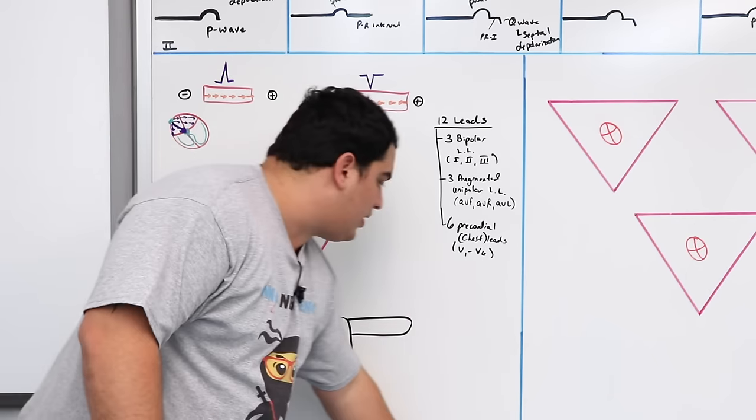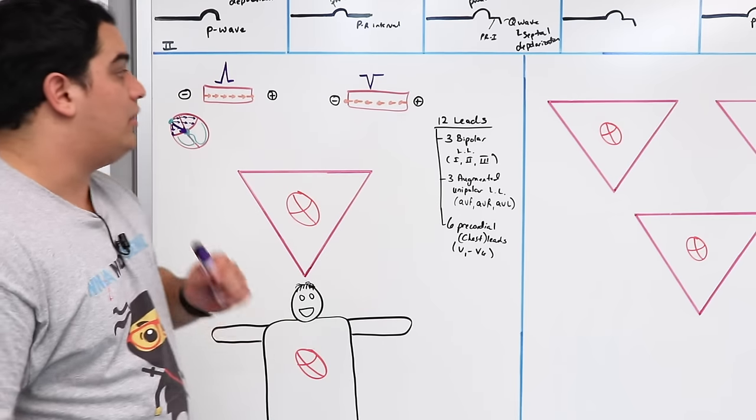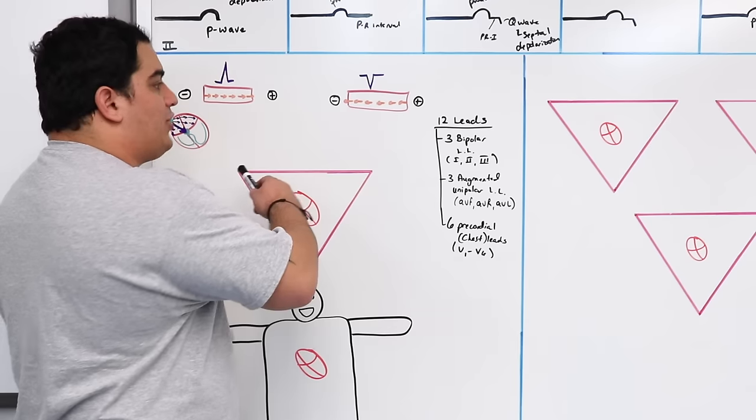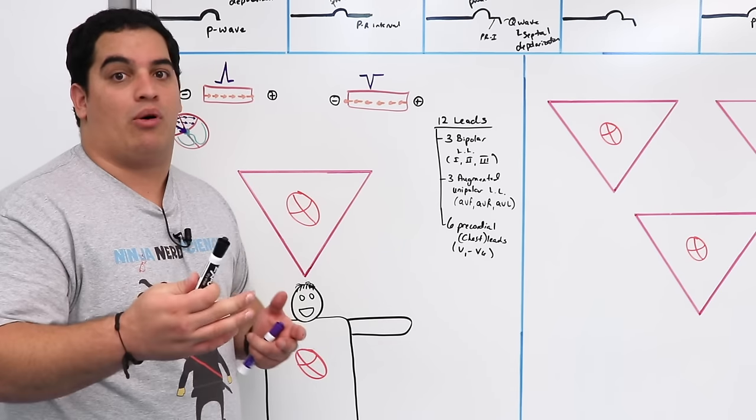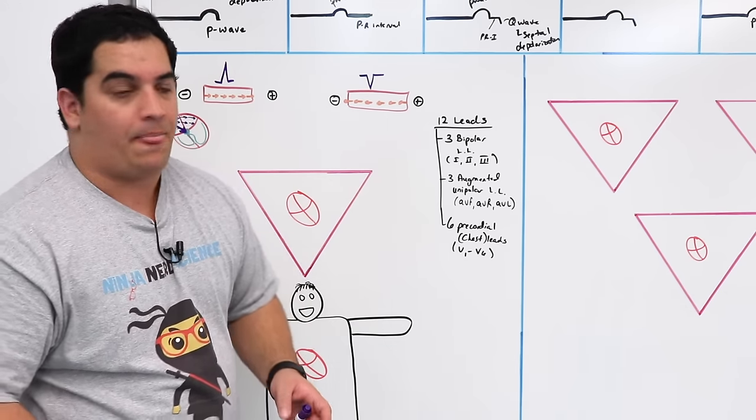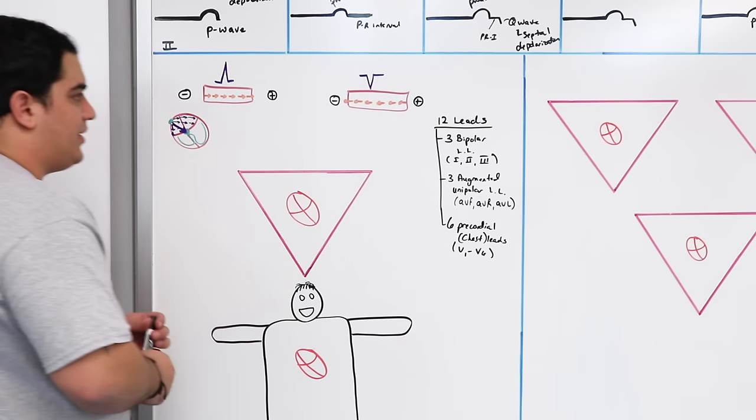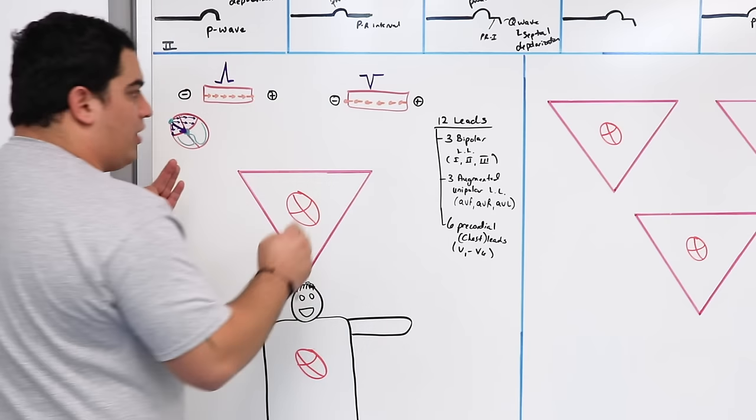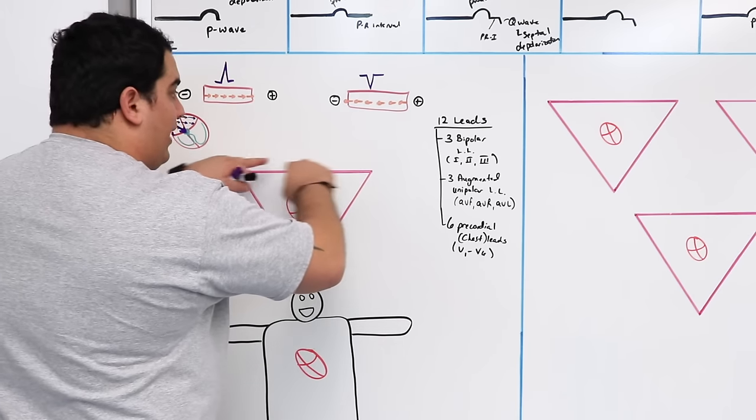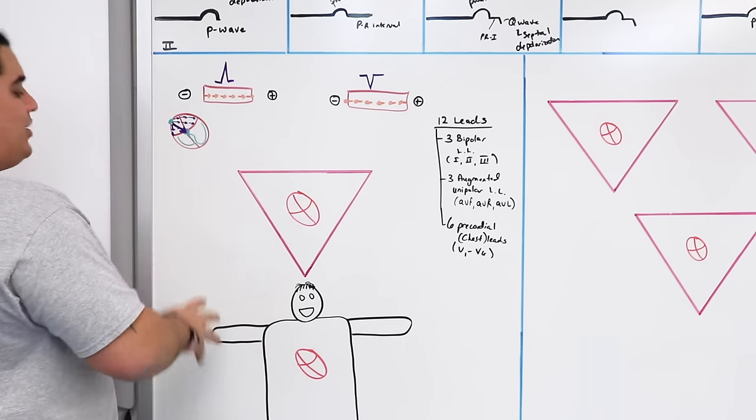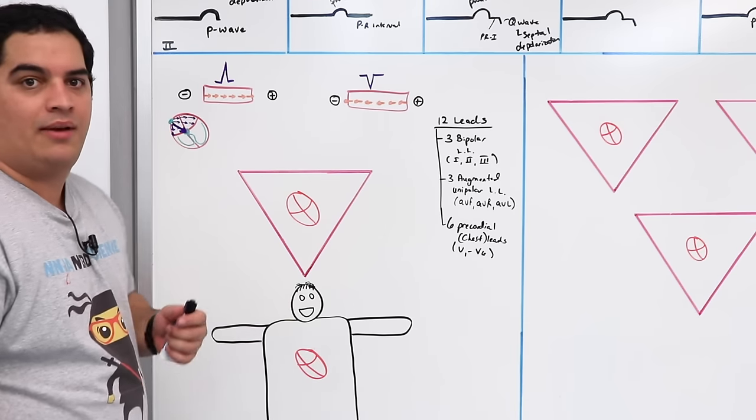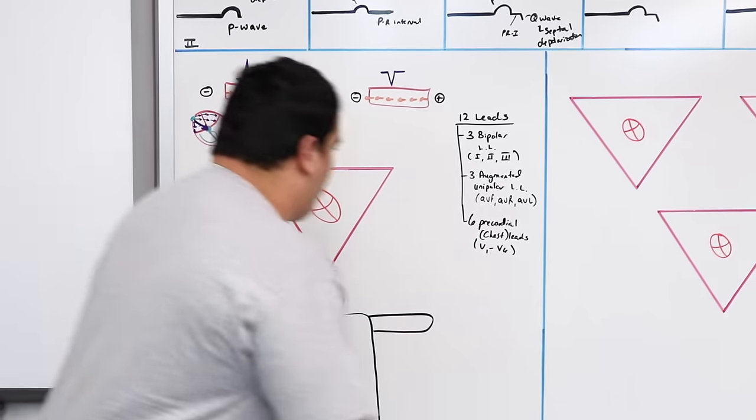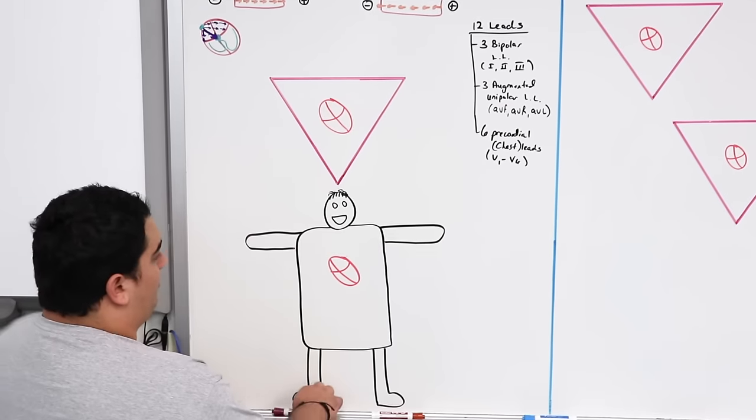All right, so the first ones that we're gonna talk about are bipolar limb leads. Bipolar limb leads have a negative electrode and a positive electrode, so there are two poles. You're gonna have three of them, with one electrode on one side and one electrode on the other, and that's gonna develop a lead, okay? So imagine we have this guy coming in, he's gotta get an EKG. We gotta get him hooked up, so we're gonna apply the bipolar limb leads on him.